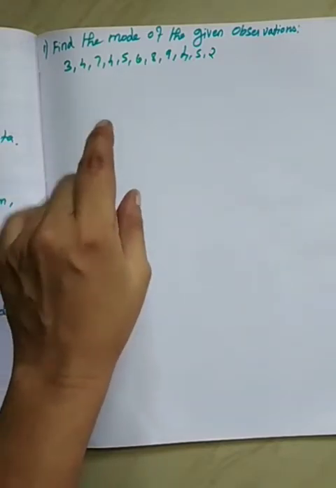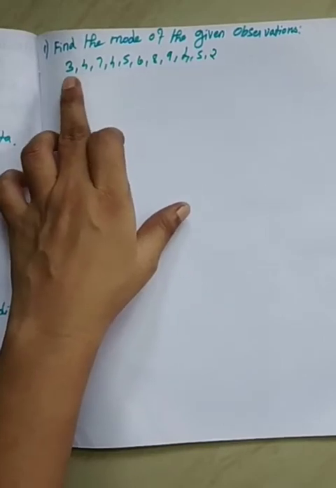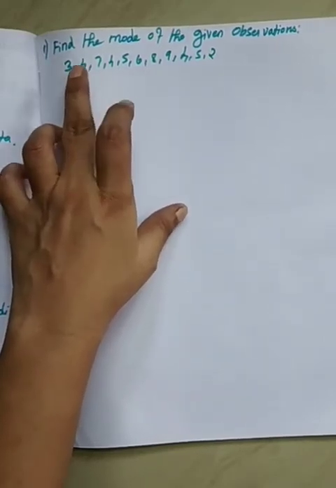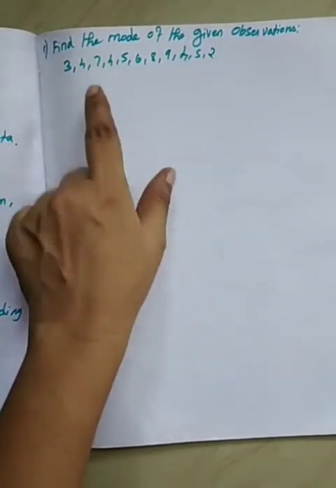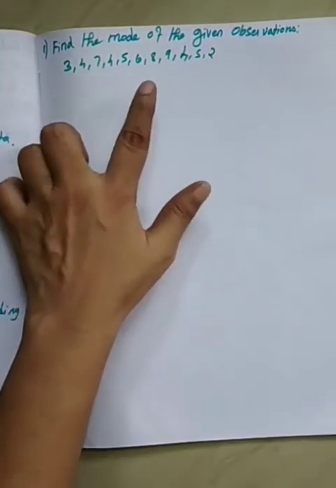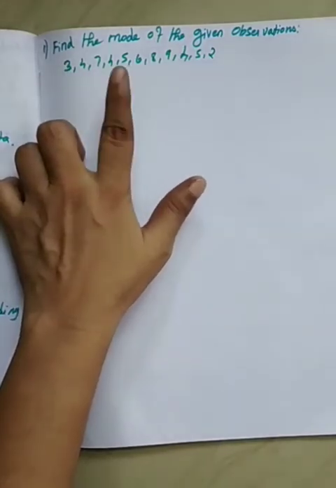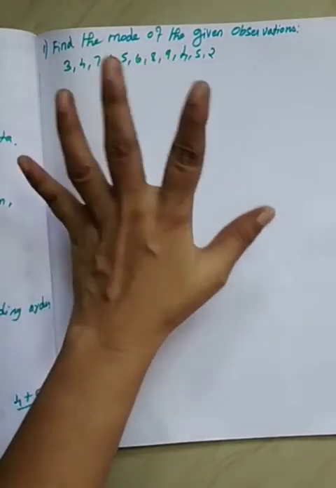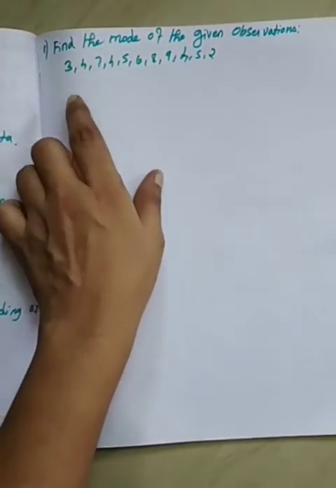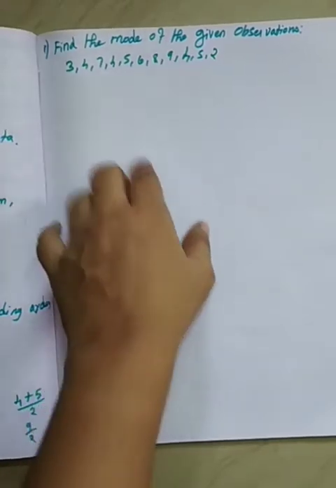The observation 3, how many times does it appear? Only one time. And then 4, 3 times. 7, 1 time. 5, 2 times. 6, 1 time. 8 and 9, each 1 time. 2, 1 time. So the observation 4 occurs the maximum number of times, that means 3 times. So 4 is the mode of the distribution.